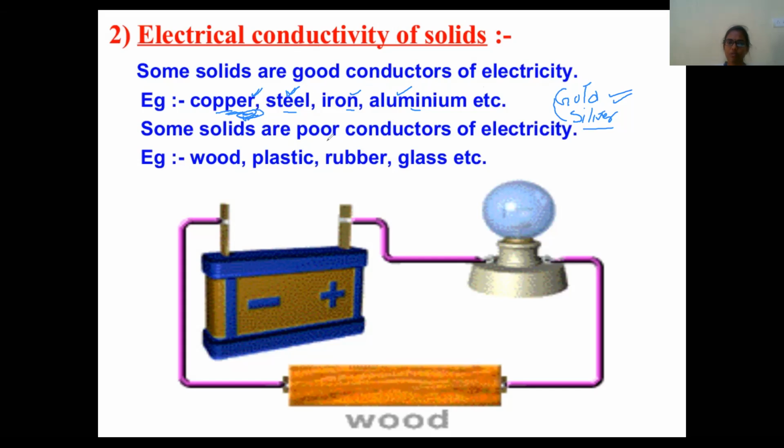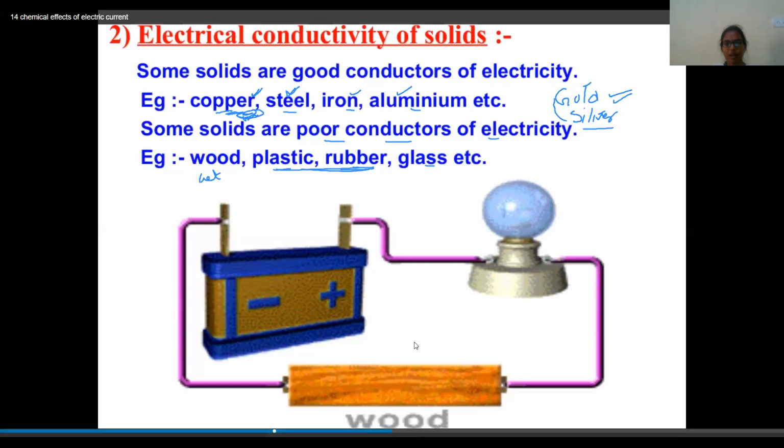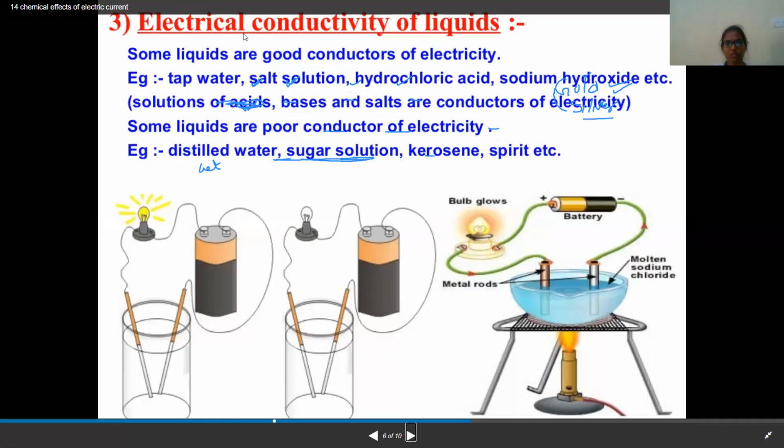Some solids are poor conductors of electricity. Like if you take wet wood, not dry wood, it will be an insulator. Wet wood or plastic, rubber, glass, these are insulators. They are not conductors, they are insulators of electric current. Clear, children? What are conductors and insulators? Those which allow electric current to pass through them are called conductors. Those which do not allow electric current to pass through them are called insulators. So this you already learned.